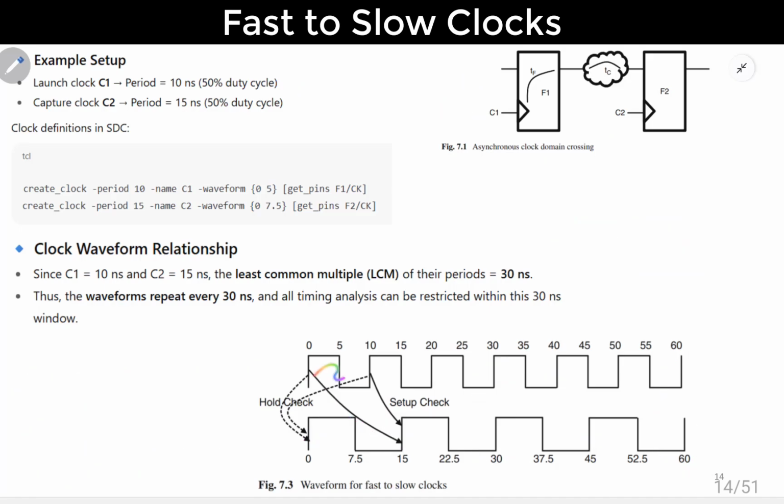So let us come to some conclusion. Data launching at 0 will be captured at 15, and data launching at 10 will be captured at 15. Among these we need to go for the worst case. So take this particular scenario, launching at 10 and capturing at 15. That's why at this point we are going for the setup check, whereas the hold check will be at the same edge, launching at 0 and capturing at 0.